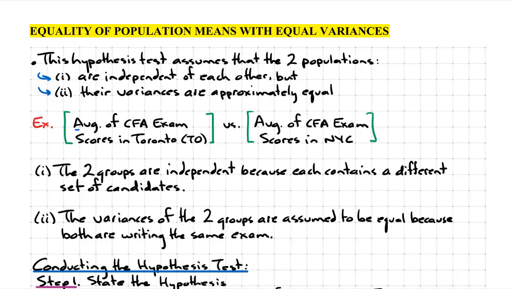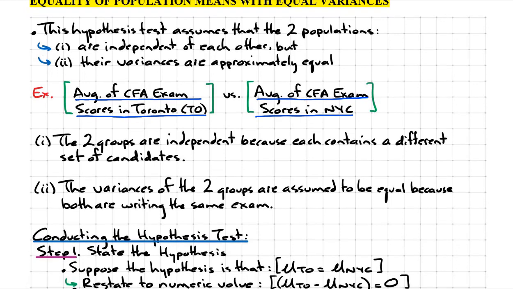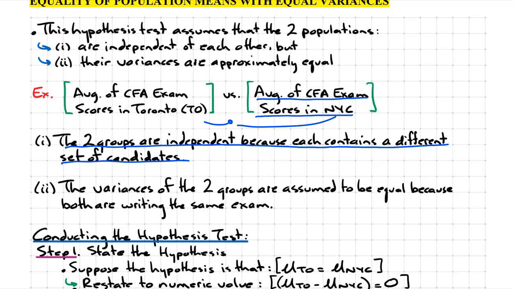Suppose that we're comparing the average of CFA exam scores in Toronto with that of the average of CFA exam scores in New York City. Now here's the observation from this example. The two groups are independent because each contains a different set of candidates. So you can't have a candidate that is simultaneously writing the CFA exam both in Toronto and New York at the same time. So that establishes the independence of the two samples.